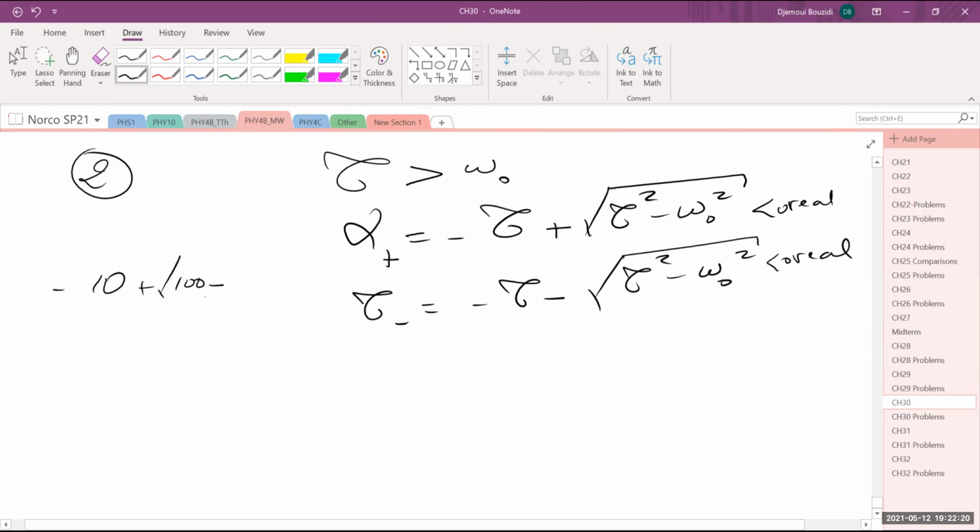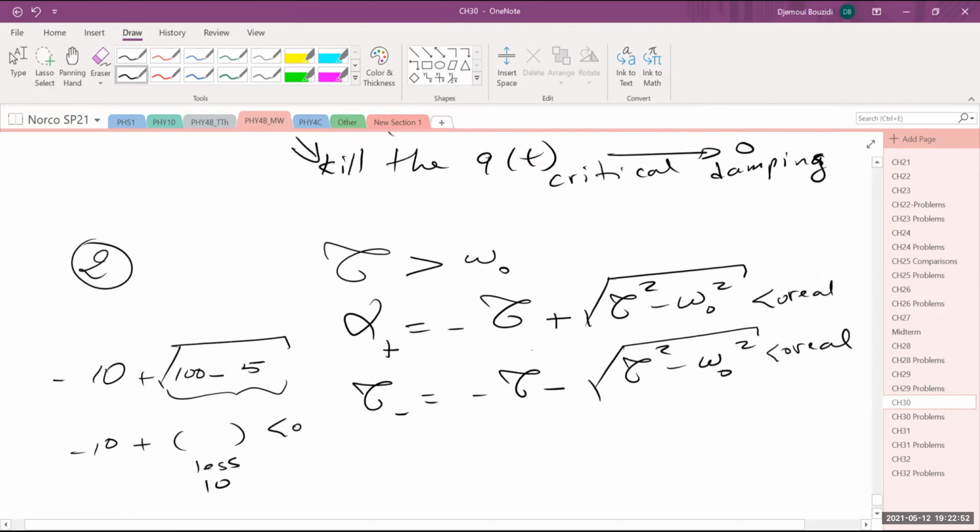It doesn't matter what that thing is. Let's say, for example, 5, or 1, as long as omega naught is not 0. Then what you end up with is the square root of something less than 100, which is going to be less than 10. So you'll have a negative 10 plus something less than 10. Obviously, this is going to be a negative number. It's definitely plus something, but that thing is less than this number. So it's going to be less than 0. So both of them are actually real, and both of them are negative.